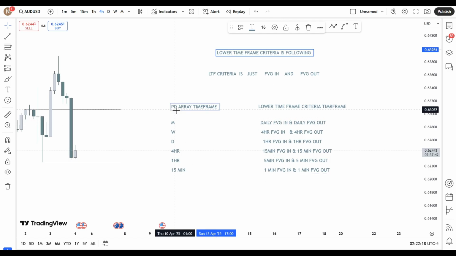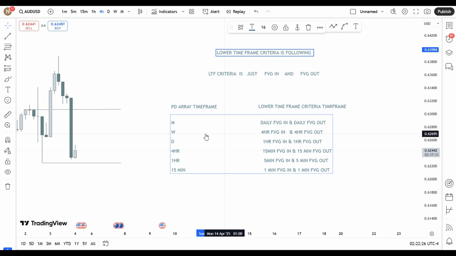And if your PD array time frame is weekly, you are going to monitor the lower time frame criteria, that is FVG in and FVG out, in 4-hour time frame. And if your PD array is in daily time frame, you are going to monitor the lower time frame criteria on 1 hour. Likewise, for 4 hour you check the lower time frame criteria in 15 minutes. For 1 hour time frame of PD array, you check the lower time frame criteria on 5 minutes, and for 15 minutes you check in 1 minute.